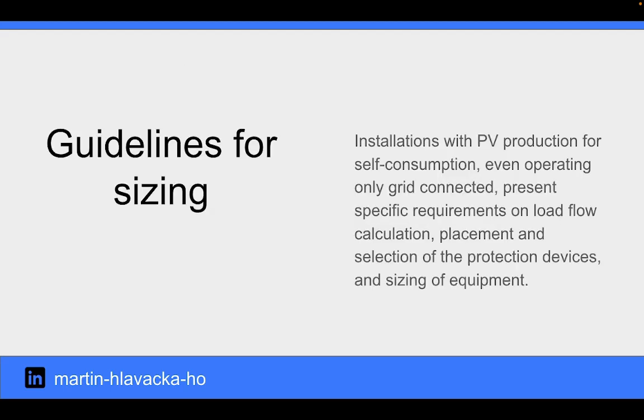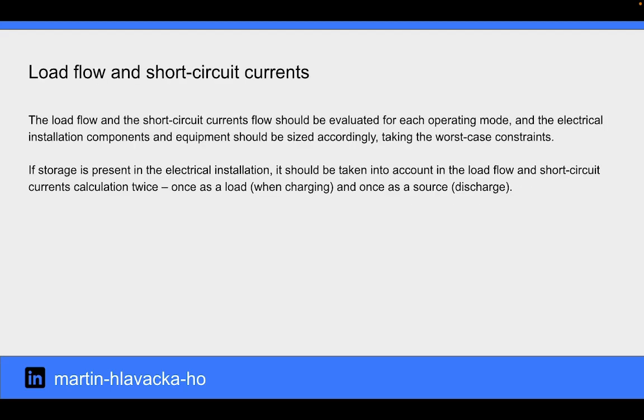Guidelines for sizing. The load flow and the short circuit current flow should be evaluated for each operating mode, and the electrical installation components and equipment should be sized accordingly, taking the worst case. If storage is present in the electrical installation, it should be taken into account in the load flow and short circuit currents, calculating twice, once as a load and once as a source.